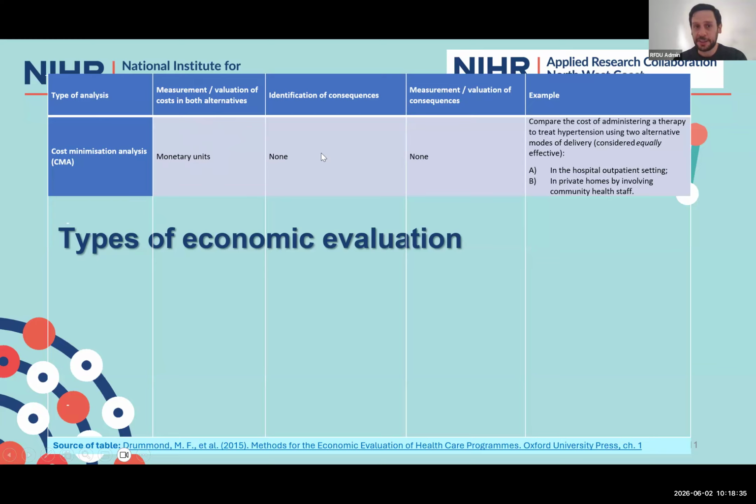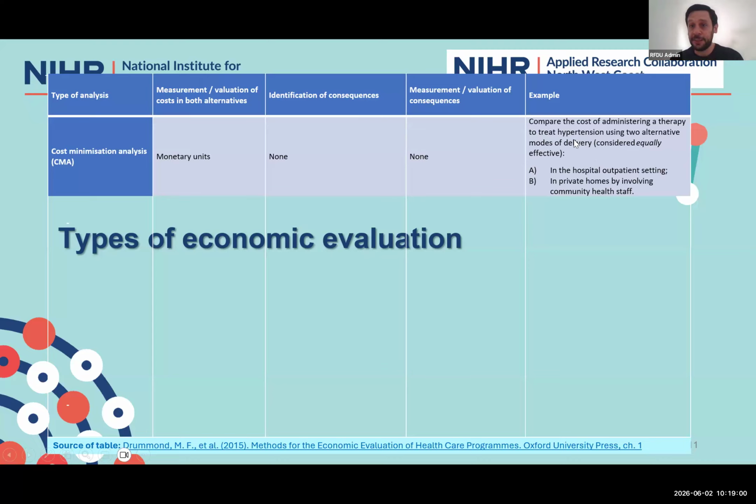And the measurement evaluation of cost, as expected, probably will be done in monetary units. But in a cost minimization analysis, there's no real assessment, let's say, of the outcomes of the interventions. Why? Because there is an assumption that the two interventions will produce a similar level of outcomes. So the whole focus of the analysis is actually on the cost, whether one intervention could actually be cost saving compared with the other.